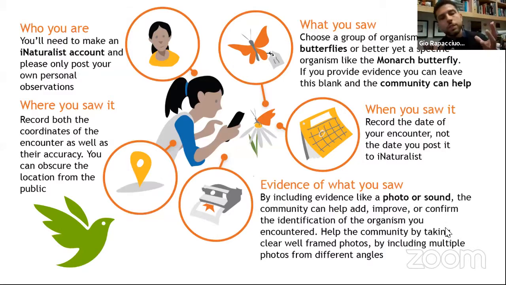And all these three things combined, the picture and an initial ID, the timestamp, and the GPS coordinates, are the basic data type that is needed to explore biodiversity in space and time and across taxa.